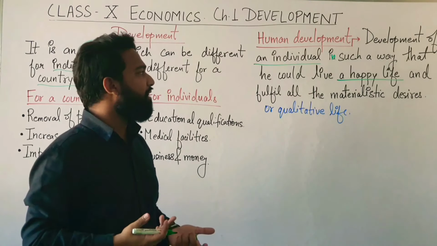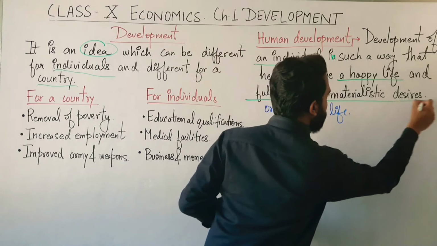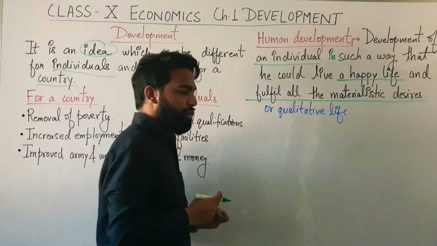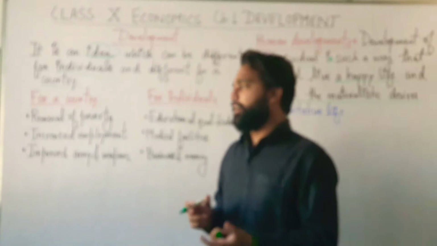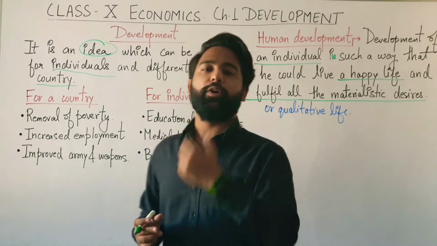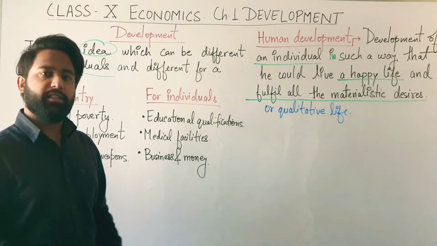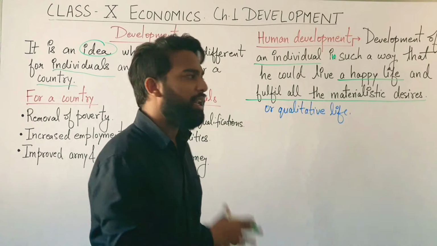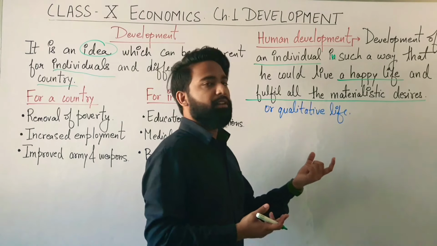And how can he live a happy life? By fulfilling all the materialistic desires. Now, what are materialistic desires? Suppose I want a car, then it's a materialistic desire. I want a bungalow, it's a materialistic desire. I want some land, it's a materialistic desire. Anything which you can touch, which is tangible, is a materialistic desire, a qualitative life.